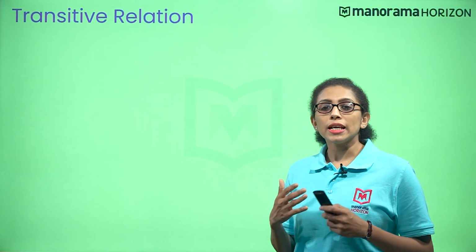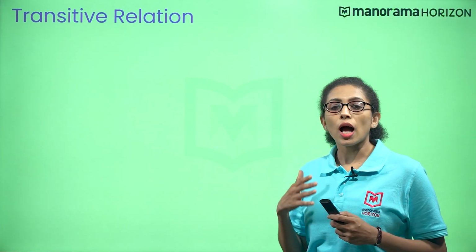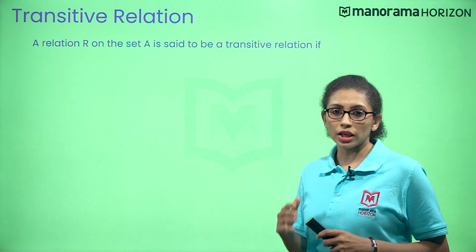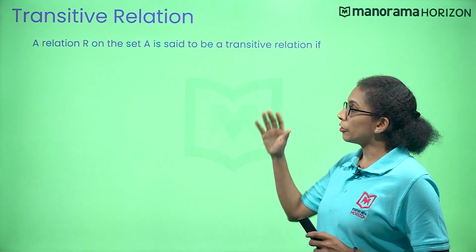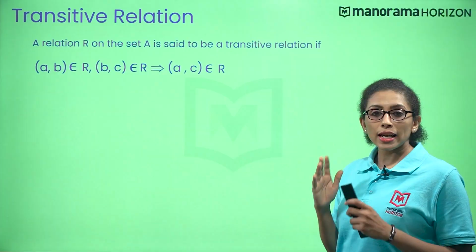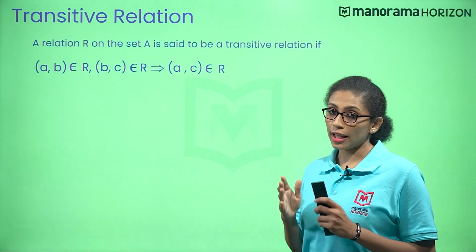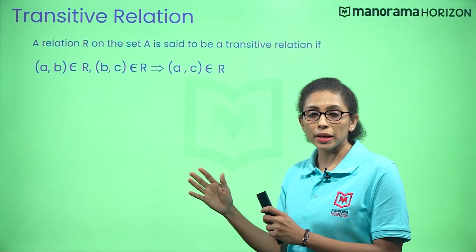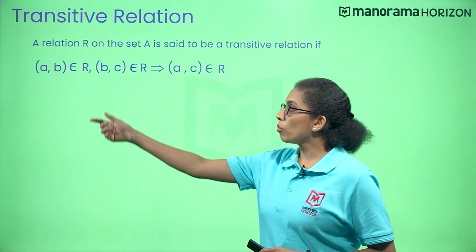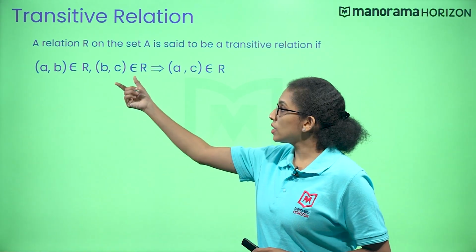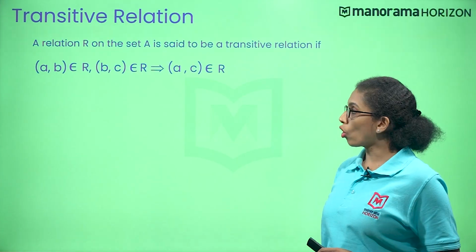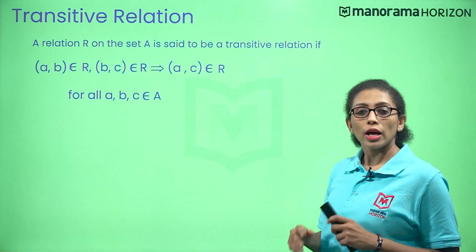Along with reflexivity and symmetry, transitivity is another important property defining equivalence relations. A transitive relation is one in which, if the first element is related to the second and the second element is related to the third element, then the first element must be related to the third element. Its representation is if (a, b) element of R and (b, c) element of R, which implies that (a, c) element of R for all a, b, c element of the set A.